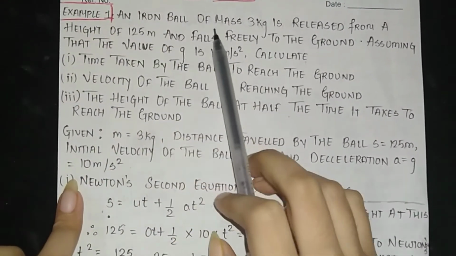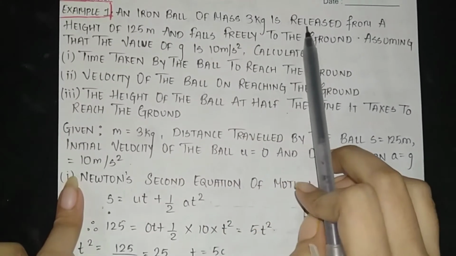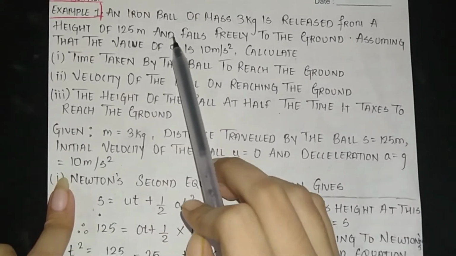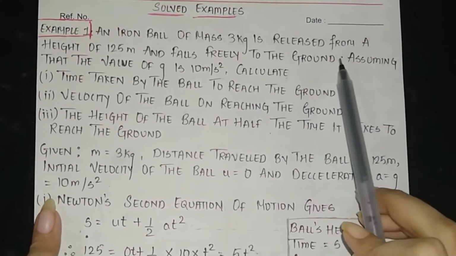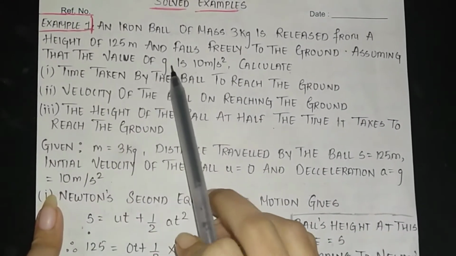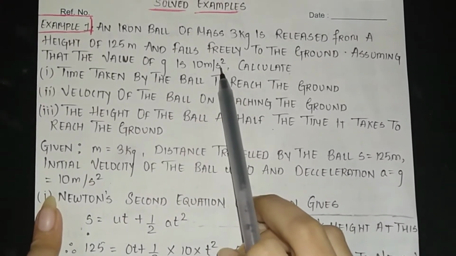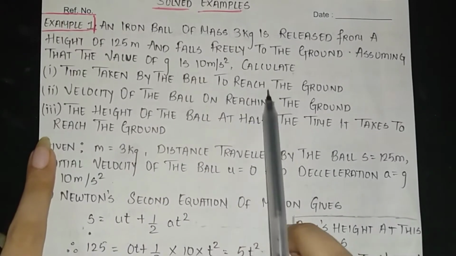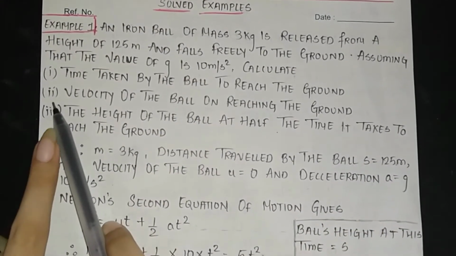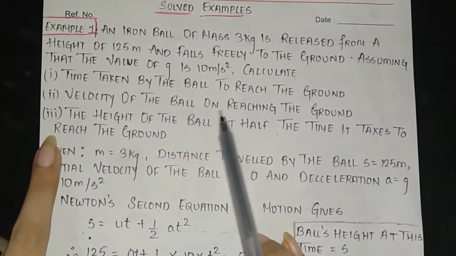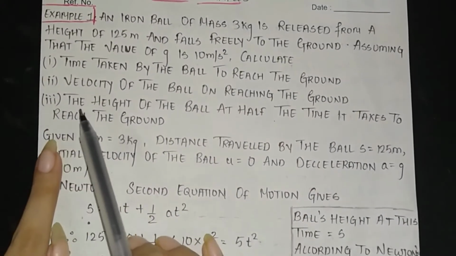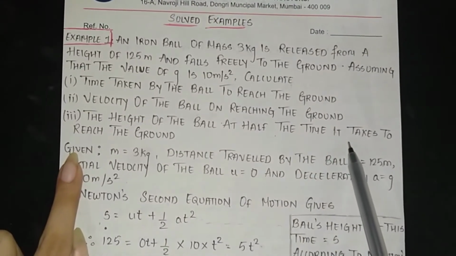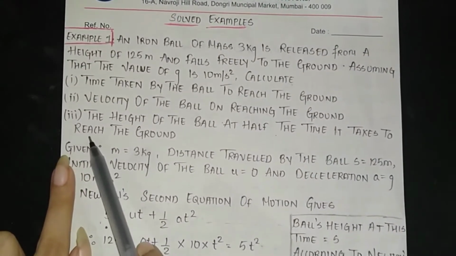An iron ball of mass 3 kg is released from a height of 125 meter and falls freely to the ground. Assuming that the value of g is 10 meter per second square, calculate first, the time taken by the ball to reach the ground. Second, the velocity of the ball on reaching the ground. And third, the height of the ball at half the time it takes to reach the ground.